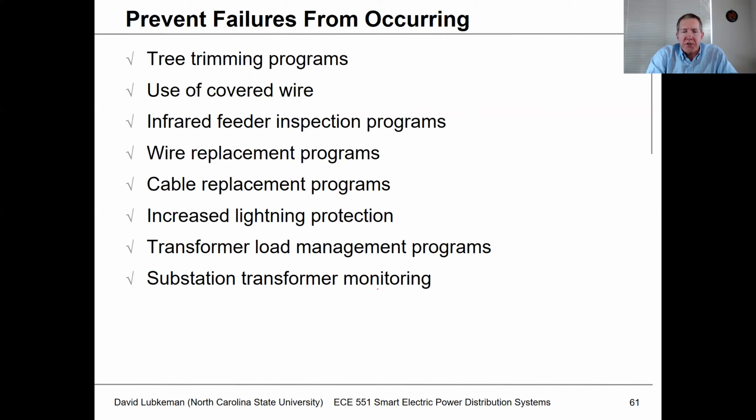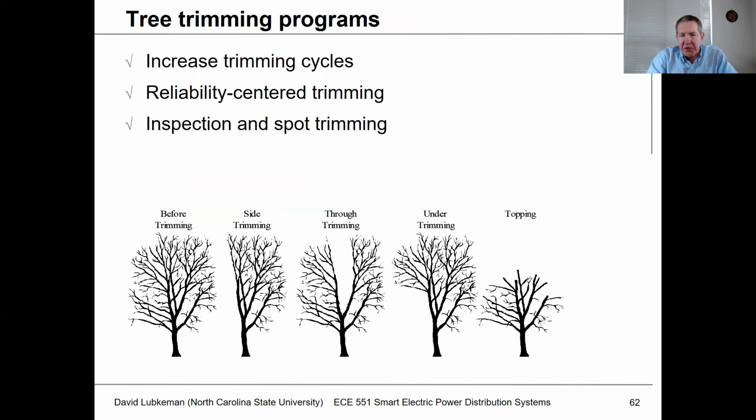Inspecting your feeders, replacing overhead wire, replacing underground cable that's going bad, improving lightning protection, making sure you don't overload your transformers, and monitoring your substation transformer. So if there's some damage, you can try to address the damage before you have a complete substation transformer failure. So these are just all sorts of different things you can do. Just getting into a little bit more detail on some of these.